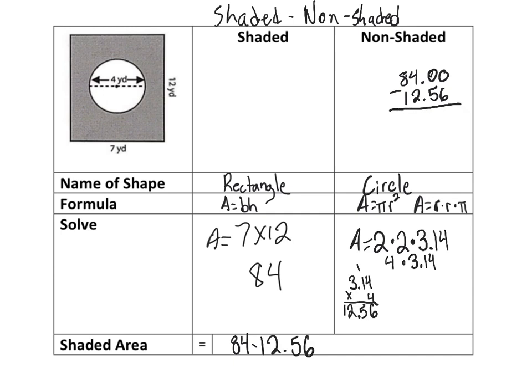0 minus 6 we can't do, so we have to borrow. This is going to become 10, but we have to borrow all the way across. So this is 3, and this would become 9, because we had to borrow to make the other one 10. So 10 minus 6 is 4. 9 minus 5 is 4. Bring our decimal straight down. 3 minus 2 is 1. And 8 minus 1 is 7. So our final answer for the shaded area is 71.44 yards squared.